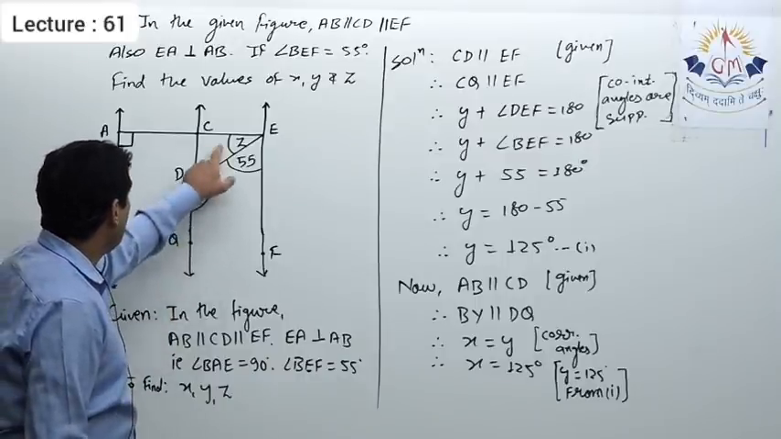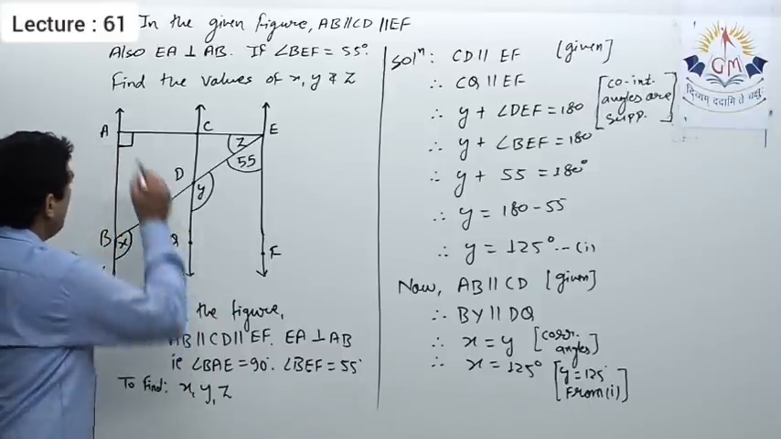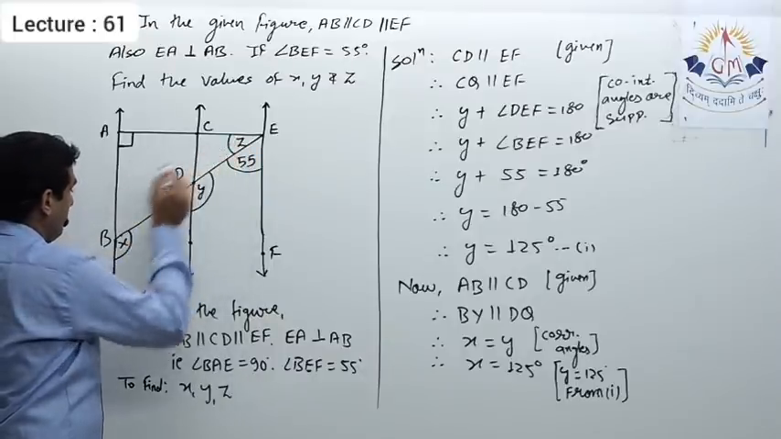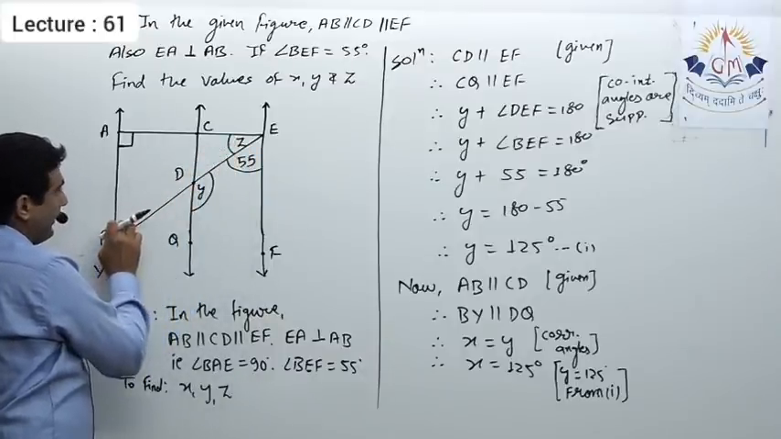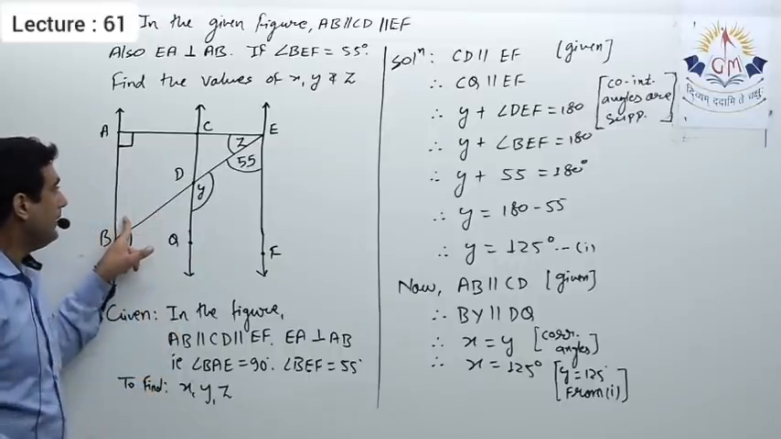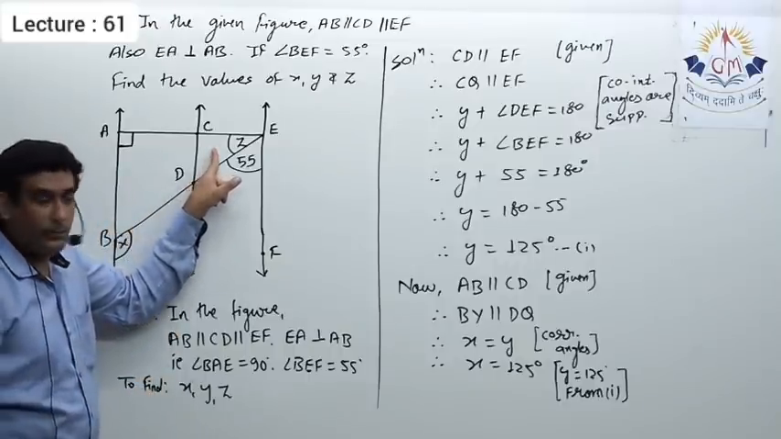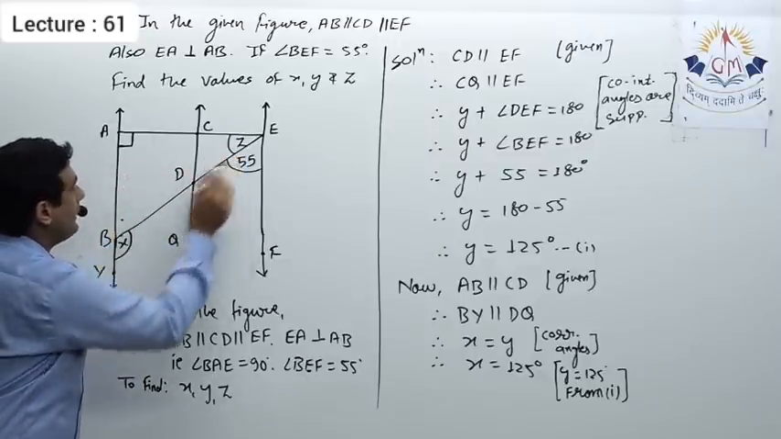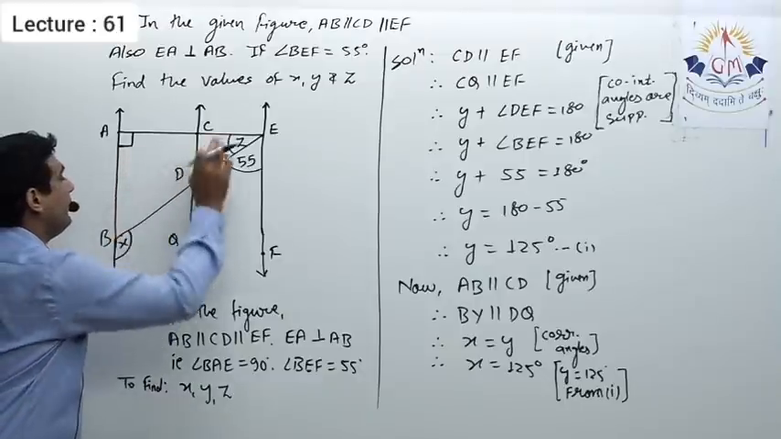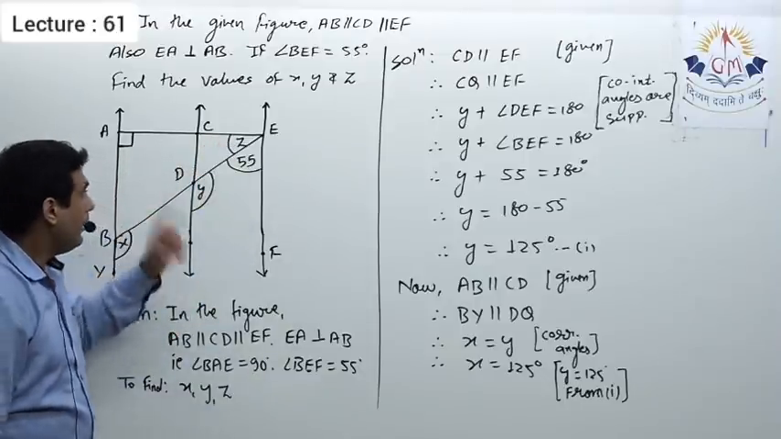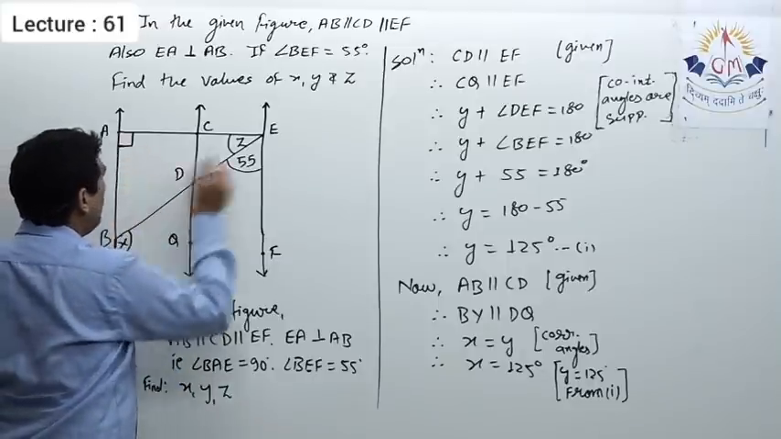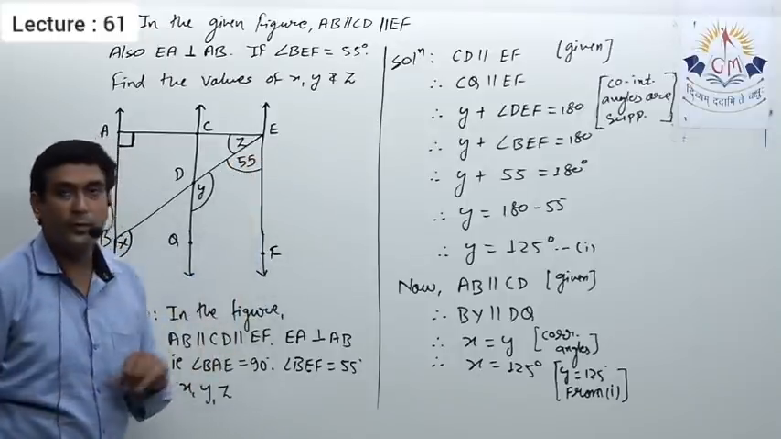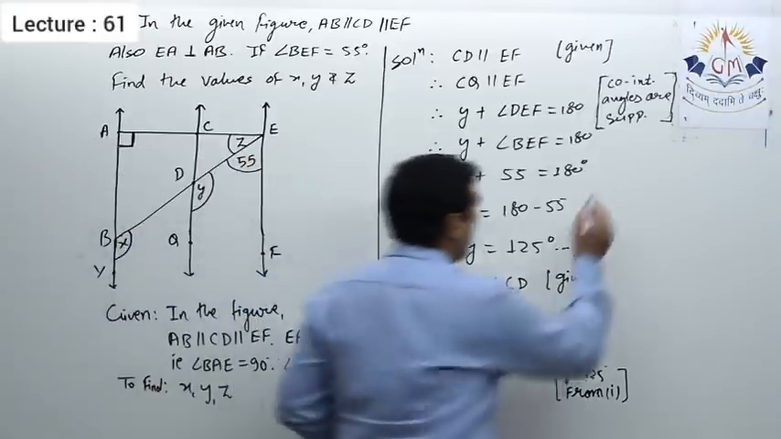Now I need to get the Z. Now there are two ways. See, this angle is 90 degree. As X I have, I can find this by linear pair, and then I can find Z with the help of angle sum property. Or I can say this is 55 alternate interior angle. Or simply I can say as AB parallel EF, so this angle 90 plus Z plus 55 should be equal to 180, co-interior angles. So I will use this one.